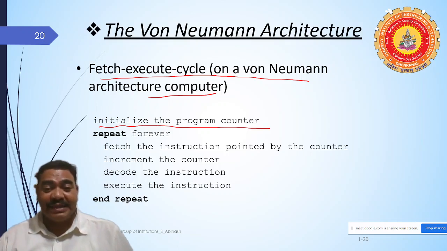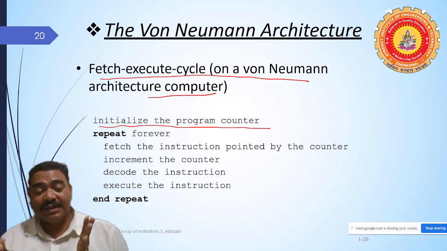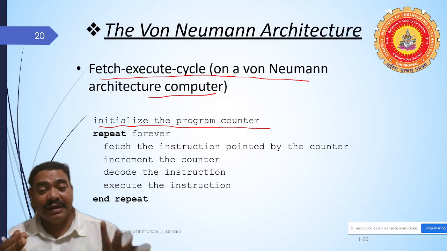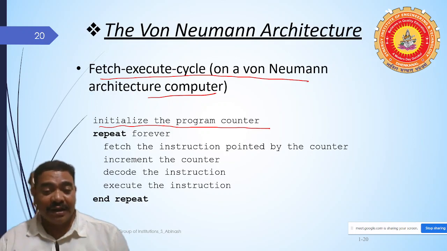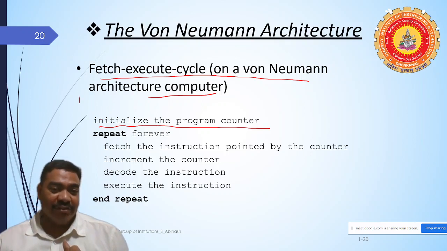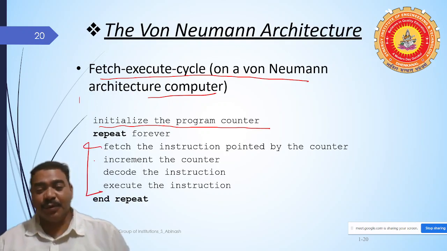So then what will happen? Fetch the instruction pointed by the counter. The address will be moved from the counter to the memory address register, and the counter will be incremented. Increment the counter, then decode the instruction. Instruction decode means separating the operand and the operator. So operands will go to the data memory or the special purpose registers, and the operator, meaning the instruction, will go to the instruction register, and then the execution of the instruction. So this process will be continued till the completion of execution of the program.